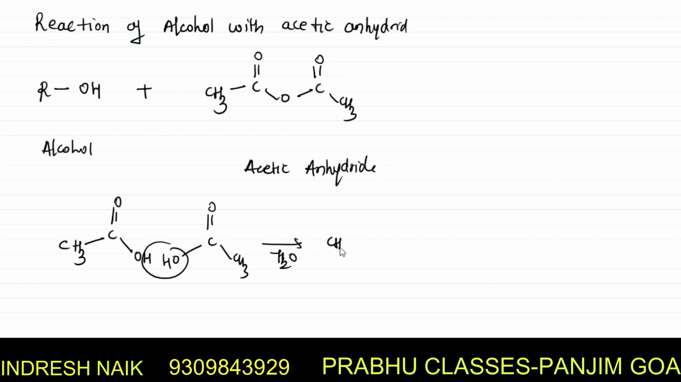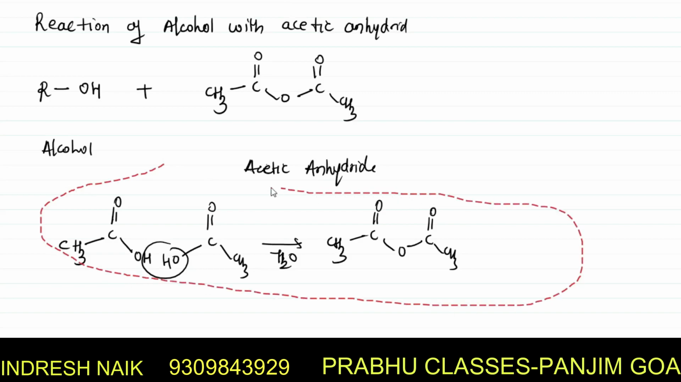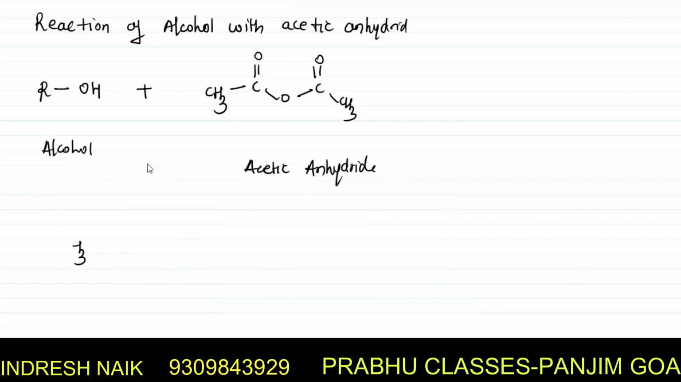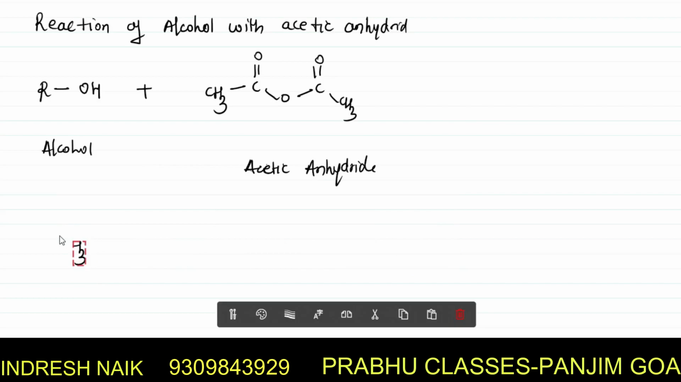What you are going to get? CH3, C double bond O, CO, CH3. This is acetic anhydride. If you want the anhydride of any carboxylic acid, you need to do this only. Okay. So this is acetic anhydride. What would be a product over here? Can you guess the product? What would be a byproduct over here?